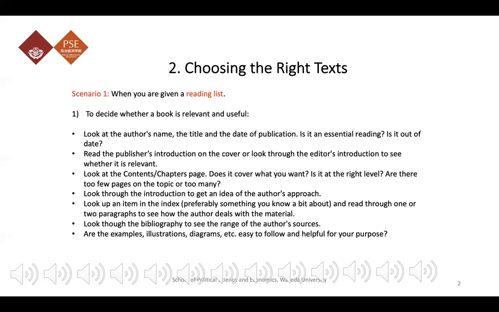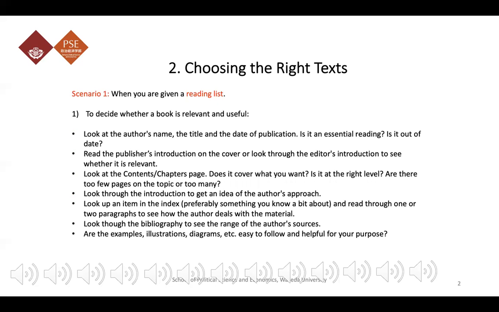So please go through the basic information of the book or the journal article that you are going to read. Look at the author's name, the title, the date of publication, and the publisher or the journal name. If it's an academic journal, then it's likely that you can find an abstract along with the keywords, so you can see what kind of topics and discussions are covered in this paper.